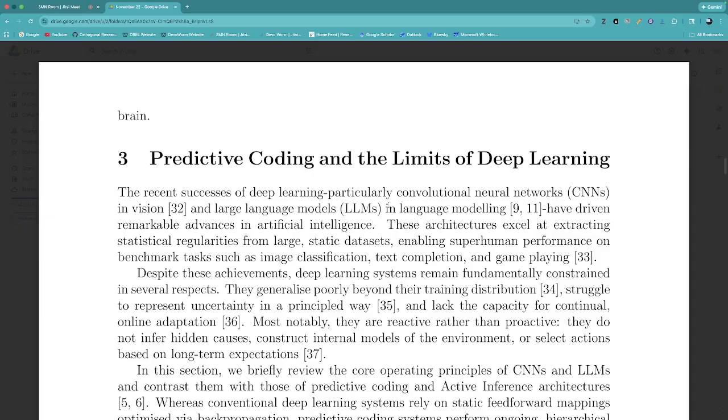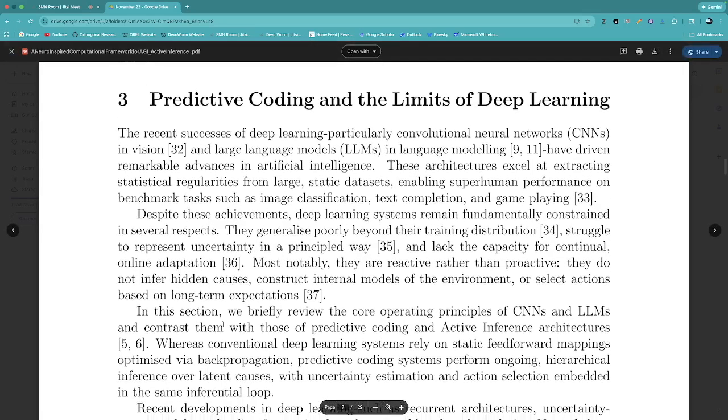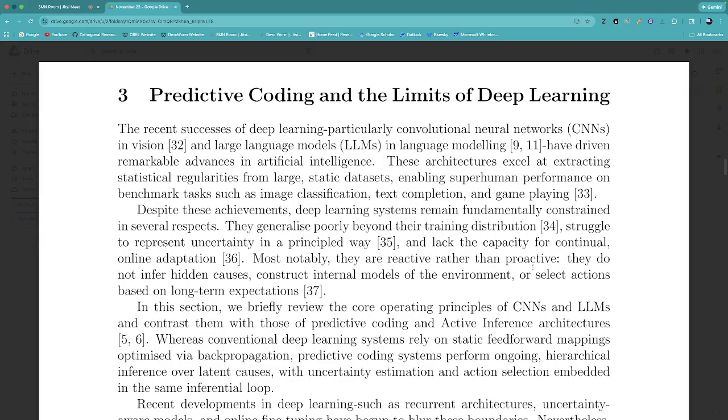Thinking about how we've had a lot of success with large language models and convolutional neural networks. But deep learning, of course, is constrained in several respects, and they cite these here. They generalize poorly beyond their training distribution. They struggle to represent uncertainty in a principled way, and they lack the capacity for continual online adaptation. They're also reactive rather than proactive. They don't infer hidden causes, construct internal models of the environment, or select actions based on long-term expectations.